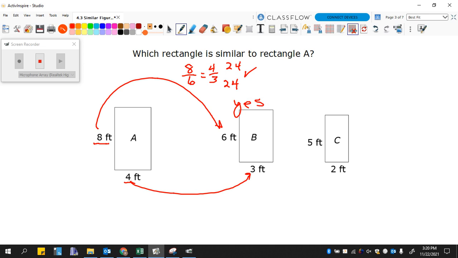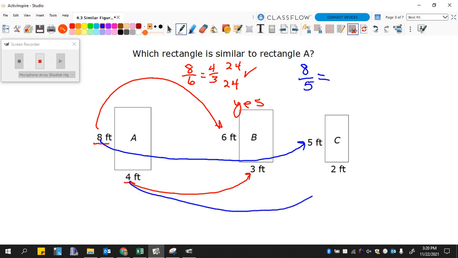Let's check rectangle C. Rectangle C, 8 corresponds with 5, and 4 corresponds with 2. Now when I cross multiply that, 8 times 2 is 16, and 5 times 4 is 20. So no, that is not a similar rectangle to A.